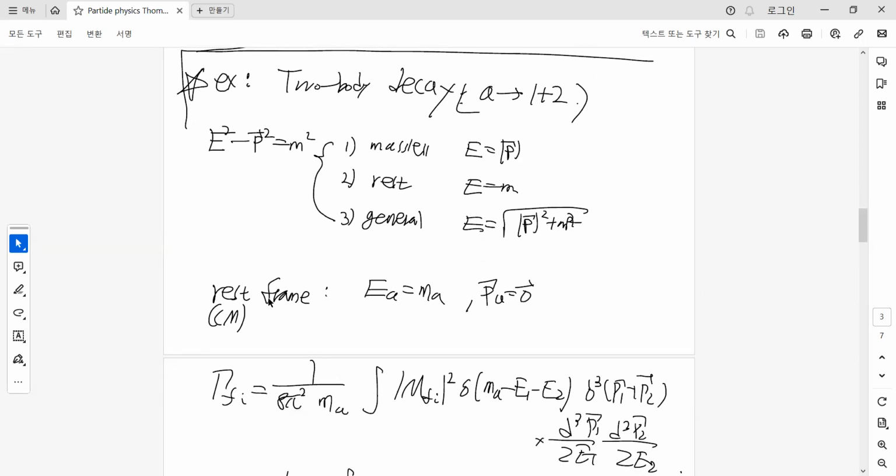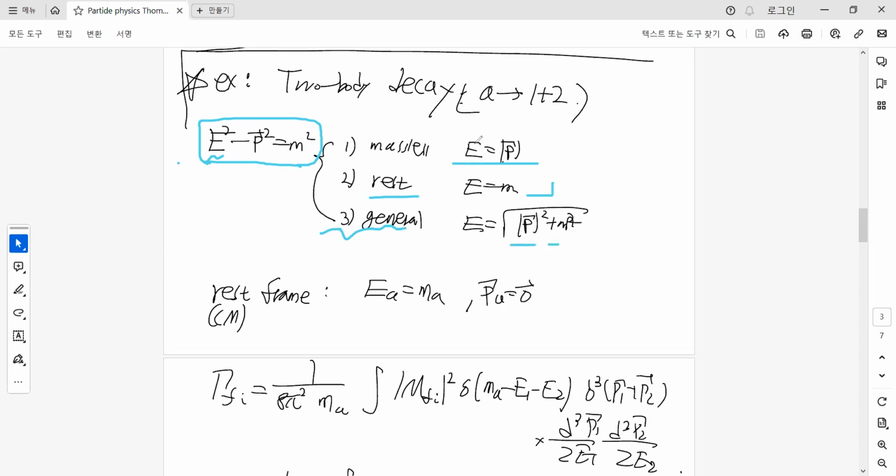Particle A decays to 1 plus 2. Recall that in the relativistic energy-momentum and mass relation, E squared minus P squared is equal to the mass squared. In the special massless case, the right hand side is equal to 0, so the energy and momentum are the same. And in the rest frame case, the three-momentum is equal to 0, so the energy and the mass are the same. But in the general case, the energy is written by the three-momentum and the mass.